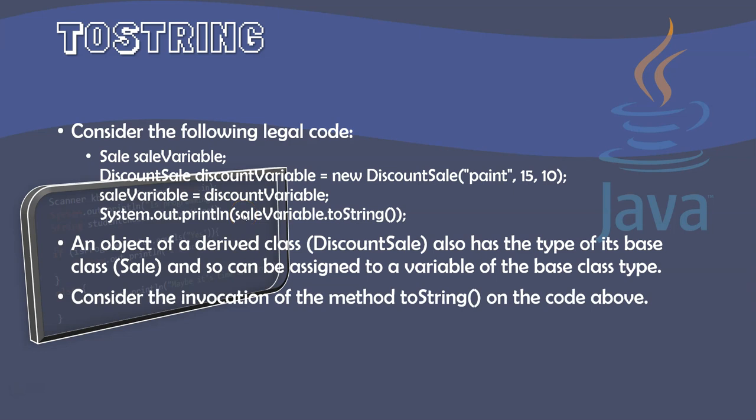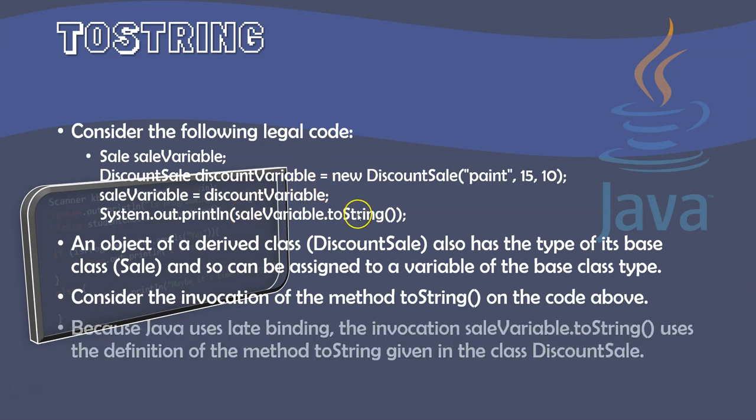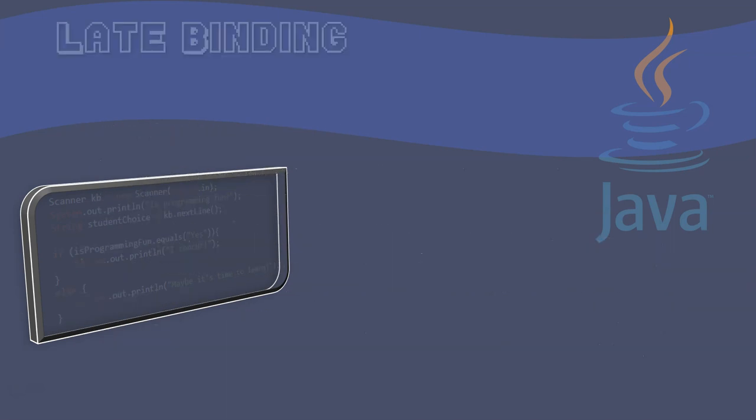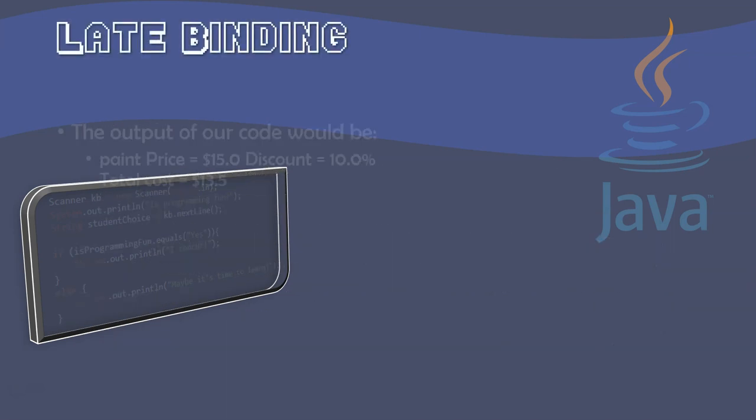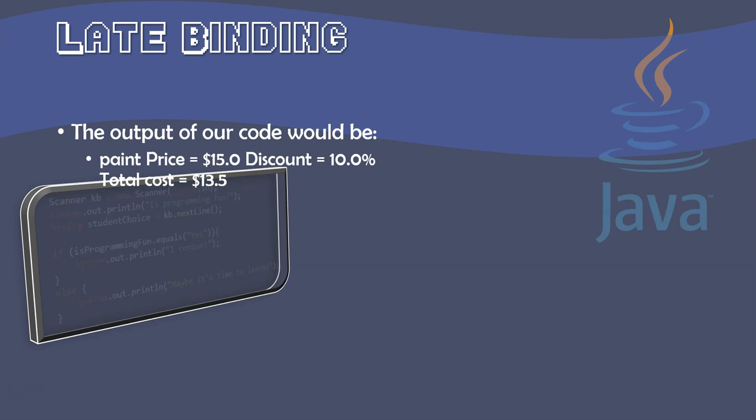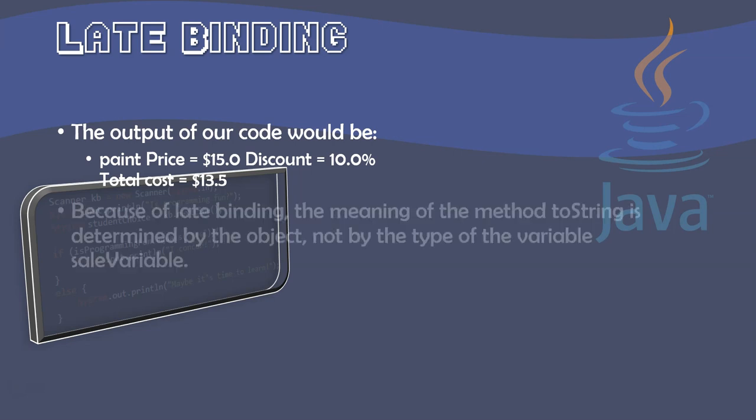Now if we look at this invocation of toString up here, remember this is going to be an invocation that uses late binding, because the invocation saleVariable.toString uses the definition of the method toString that's given in the class DiscountSale. That means the output of the code is going to be: paint price is equal to 15.0, discount equals 10%, total cost is 13.5.